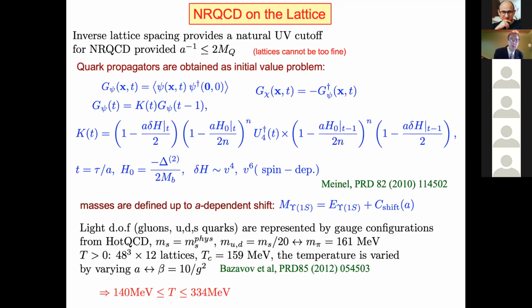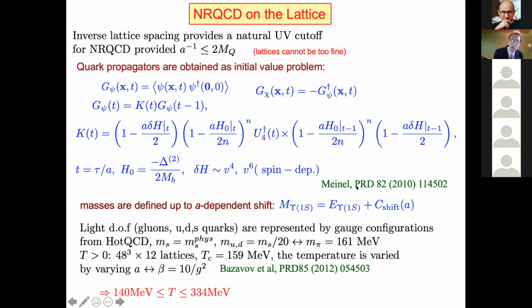Now, we can set up the calculation as an initial value problem. We can define the quark propagator, and the quark propagator then satisfies essentially an initial value evolution, which I've written here. Of course, there are different pieces of the non-relativistic Hamiltonian in this evolution. That's a discretized evolution. H naught is the free Hamiltonian, and delta H includes all the higher order pieces, order v to the 4 and v to the 6, spin-dependent parts, so that our action, or our Hamiltonian, is accurate up to v to the 6 for the spin-dependent part and complete at v to the 4th.